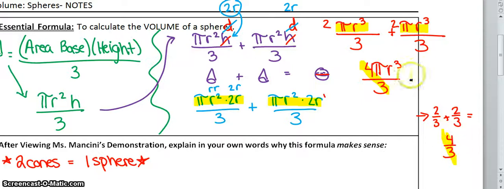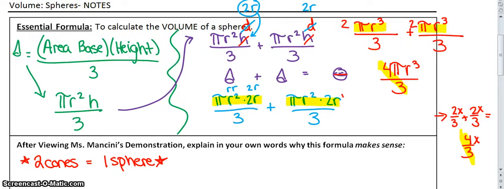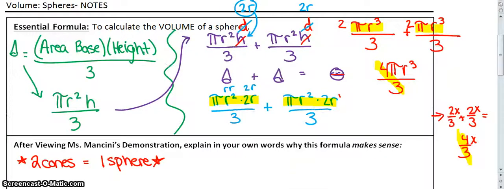Okay, that's the same thing here, except you have the pi r cubed, but just think of it as if I had 2x plus 2x. So I have 2x over 3 plus 2x over 3, so I have 4x divided by 3. Anyways, I said that in a lot of different ways. If you're uncomfortable with fractions, you can always come and talk to me about them outside of class.